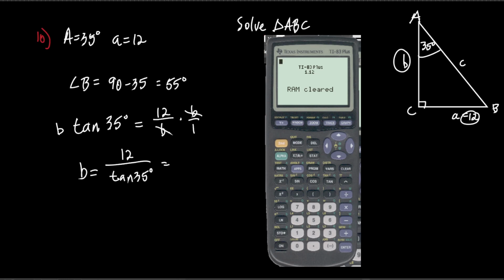Anyway, let's do this. It's 12 divided by, so if you have a graphing calculator, this is how you would do it. And I'll talk you through it if you have a regular scientific calculator. So it's going to be 12 divided by the tangent of 35. So I hit tangent right there, then I hit 35. And then I hit equals, and then bam, there it is.